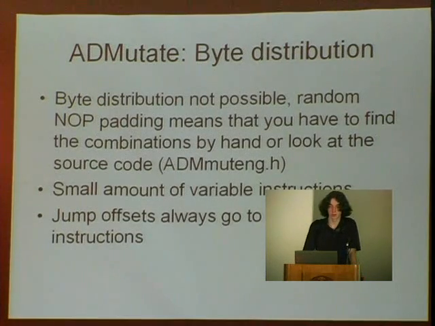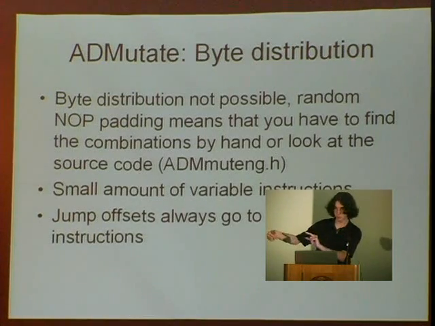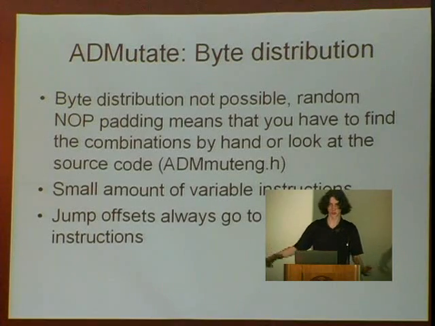Byte distribution is possible. Random NOP padding means that every single ADMutate encoder is going to be of a different size. And because it's of a different size, for example, 81 bytes, or 82 bytes, or 83 bytes, our Perl regular expression has to be fitted to each single size. So we have to have an 81-byte ADMutate fingerprint, and an 82-byte ADMutate fingerprint, and an 83-byte ADMutate fingerprint. So this really isn't that useful. So what we're going to do here is actually build a fingerprint.